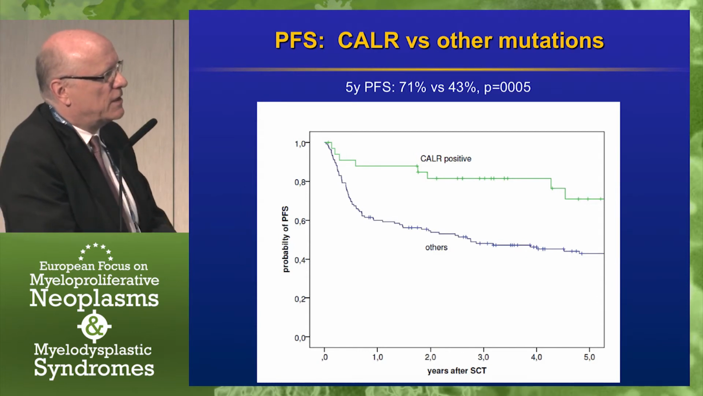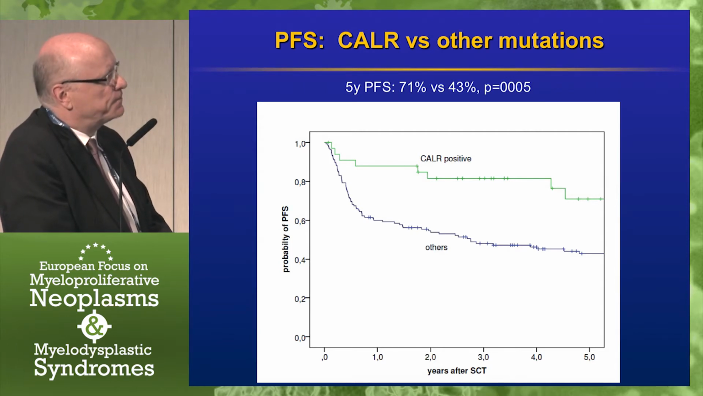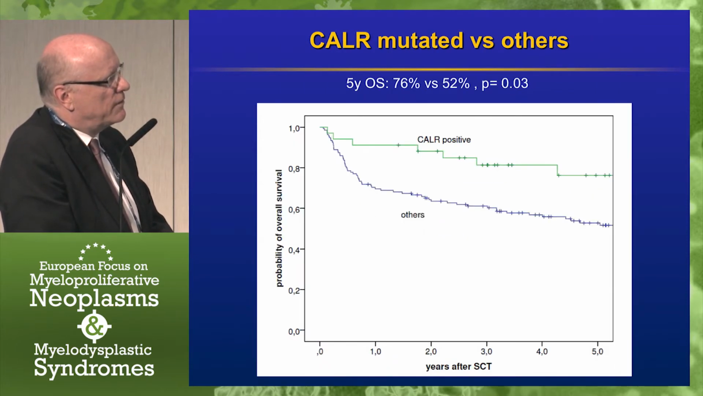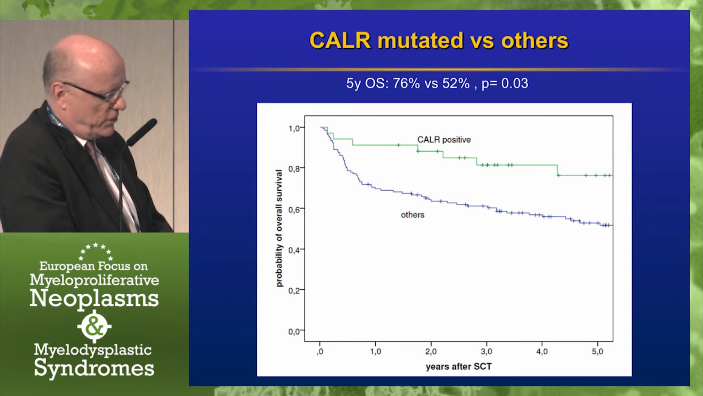The CALR mutated patients have a progression-free survival at 5 years of about 75%, and the overall survival at 5 years is nearly 80%, in contrast to those who were not CALR mutated.